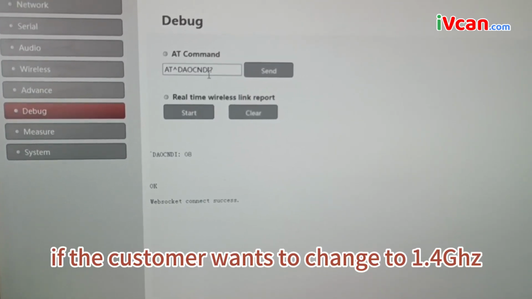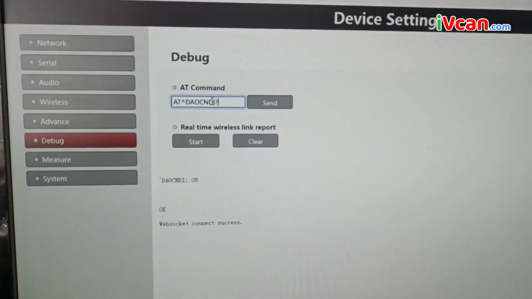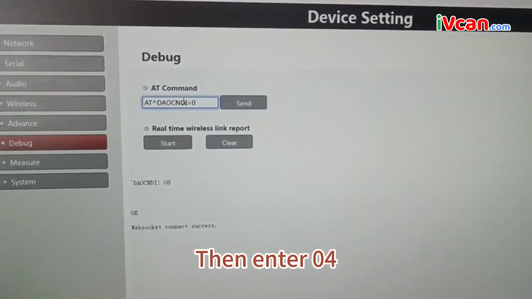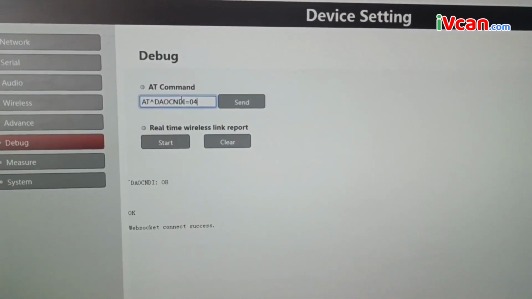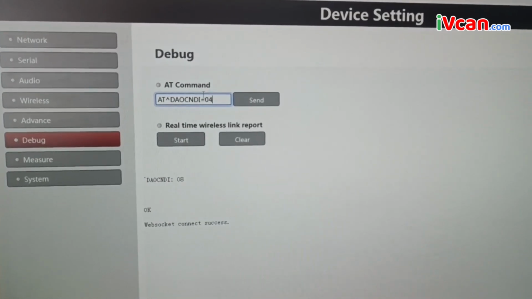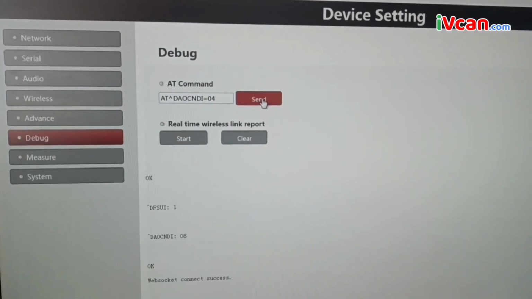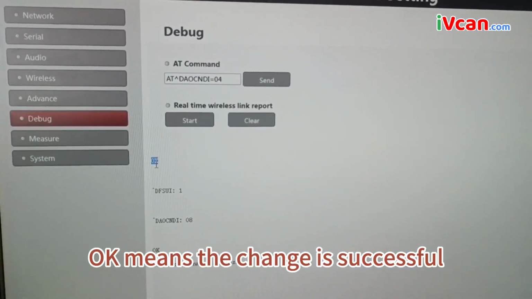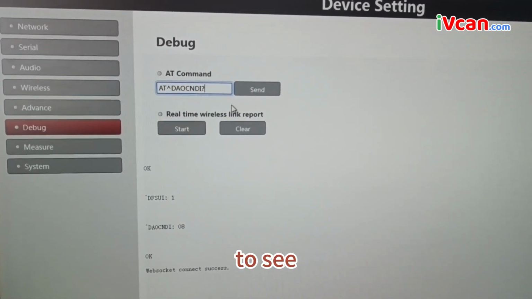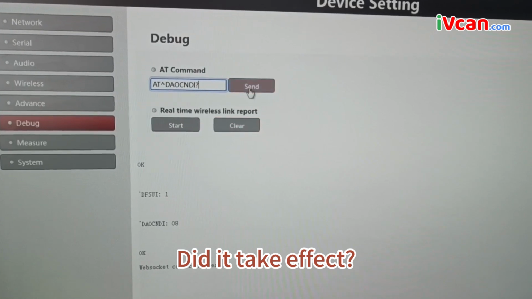If the customer wants to change to 1.4 G, then enter 04. Right. This feedback is OK. OK means the change is successful. We can check again to see, did it take effect?